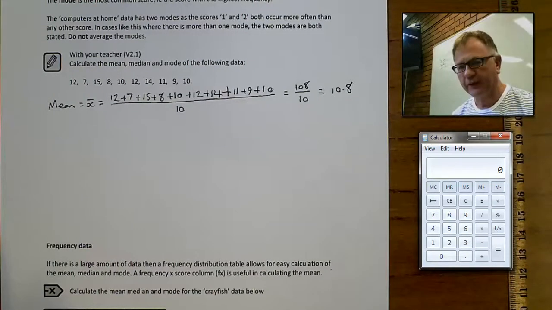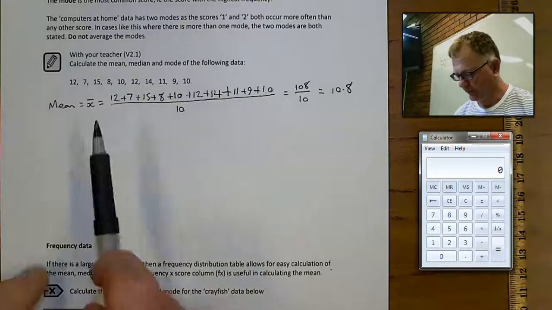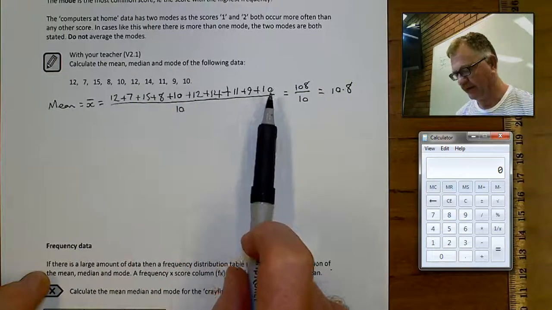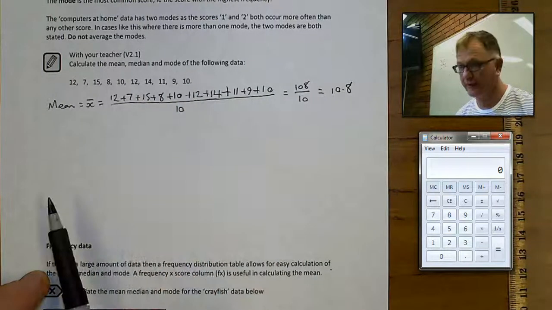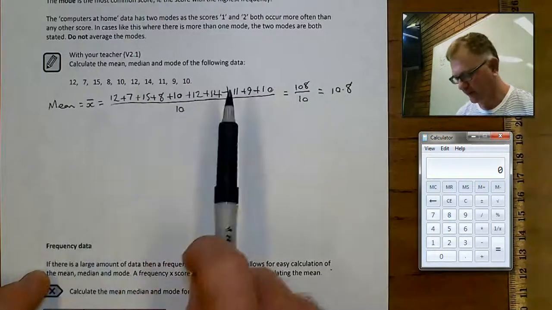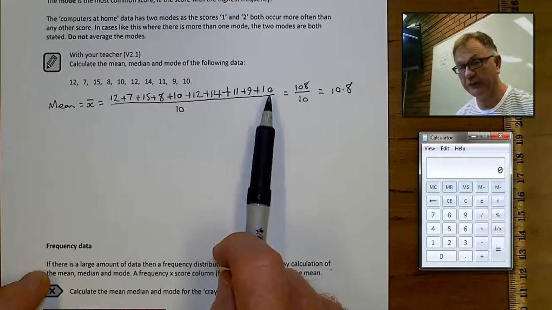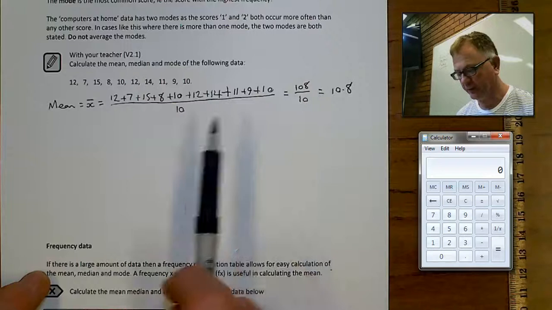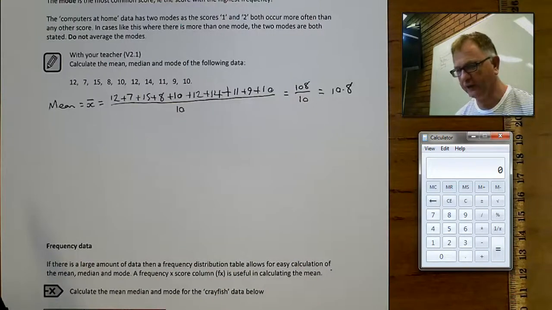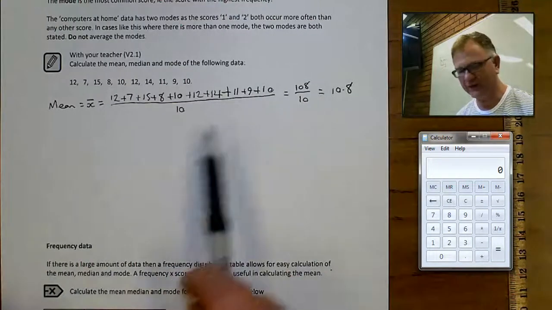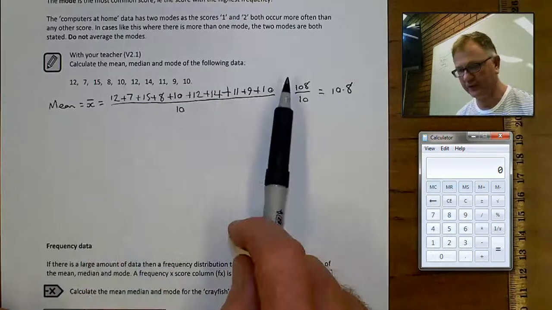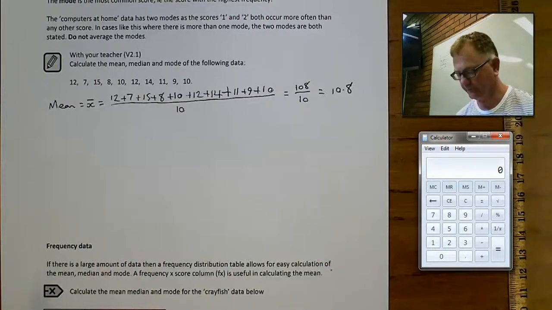Students will often make errors on their calculator in this particular calculation because they enter it all in their calculation, plus 10 divided by 10. You'll make an error if you do that. When you get to the end of the top line, you need to press your equals button. You need to find out this total first before dividing by 10. Otherwise your calculator will just divide the last figure by 10. Make sure you enter it all in, press equals to work out the total before you divide it by 10.